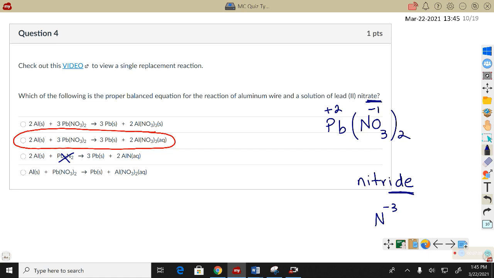Then we're going to do the replacement. So the aluminum is charged +3.